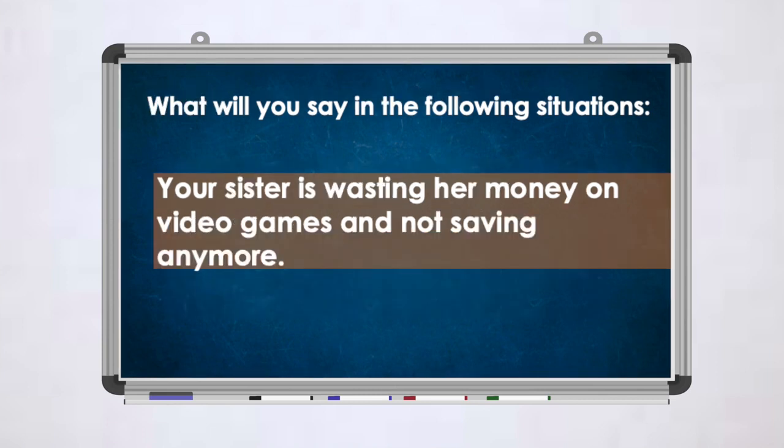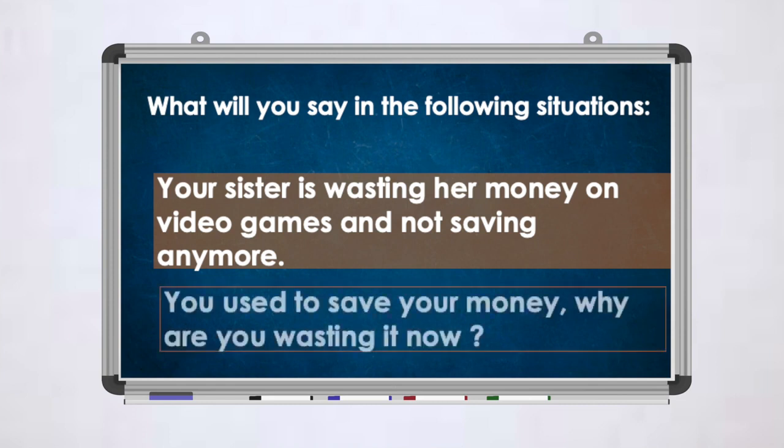The second example, your sister is wasting her money on video games and not saving anymore. So what would you advise your sister maybe? Or you might warn her. Imagine yourself in this situation. What would you say? "You used to save your money. Why are you wasting it now?" So here, you're raising questions because you want your sister to think more. This is how you're supposed to answer a language functions question.